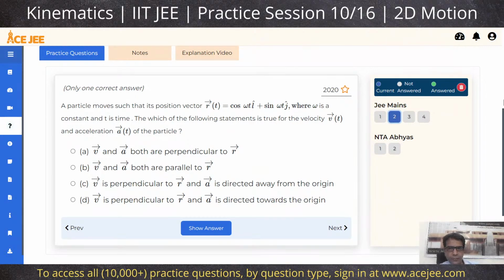So x square plus y square equals 1. Yes, that is a circle. So the particle is tracing a circle of radius 1, whatever the unit is for distance. Let's say this is 1 meter. Now you can tell right away from here that v will be perpendicular to r and a will be directed towards the origin.